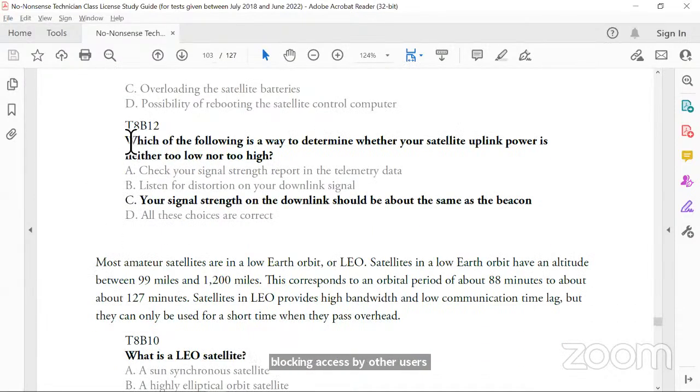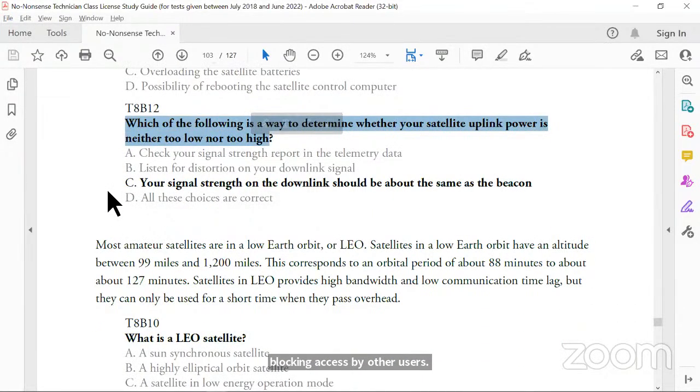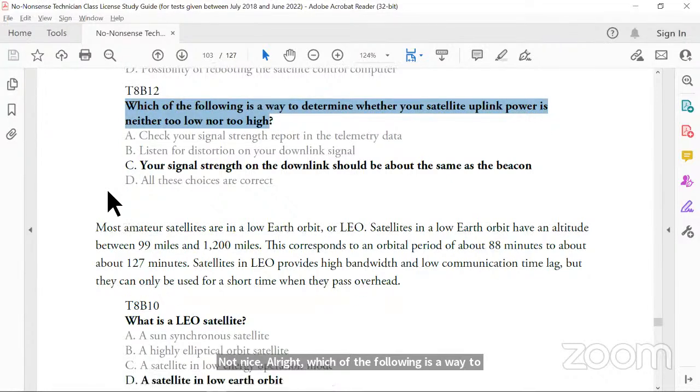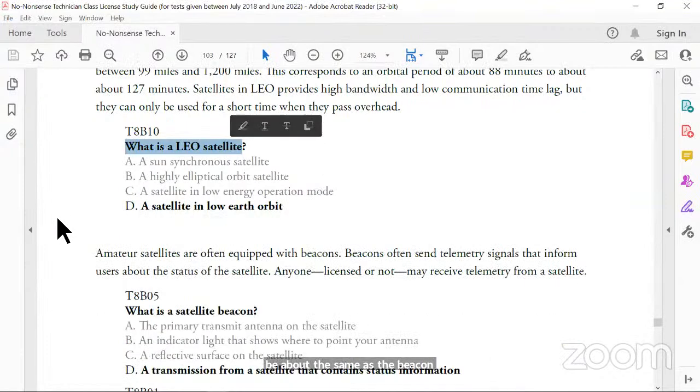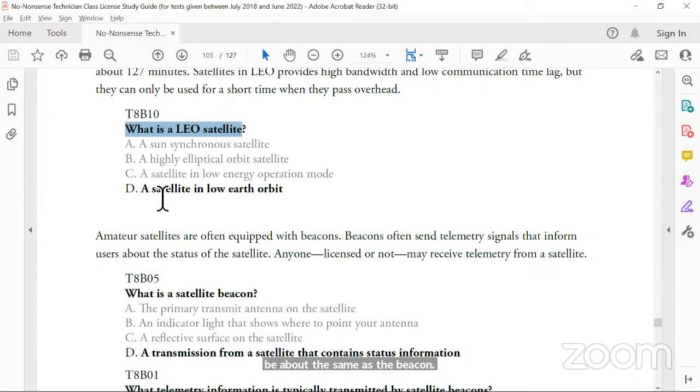Not nice. All right, which of the following is a way to determine whether your satellite uplink power is neither too low nor too high? Well, your signal strength on the downlink should be about the same as the beacon. Next question, what is a LEO satellite? It's a satellite in low Earth orbit.